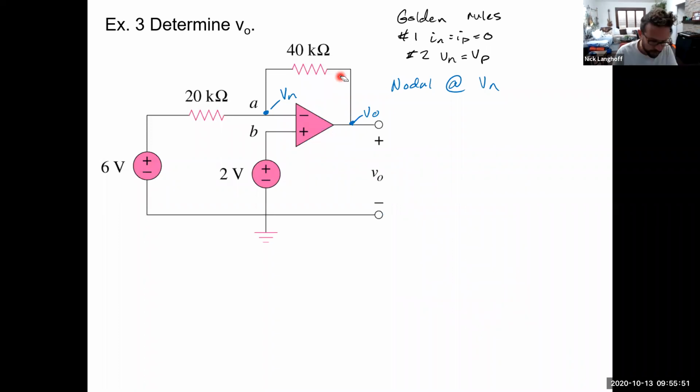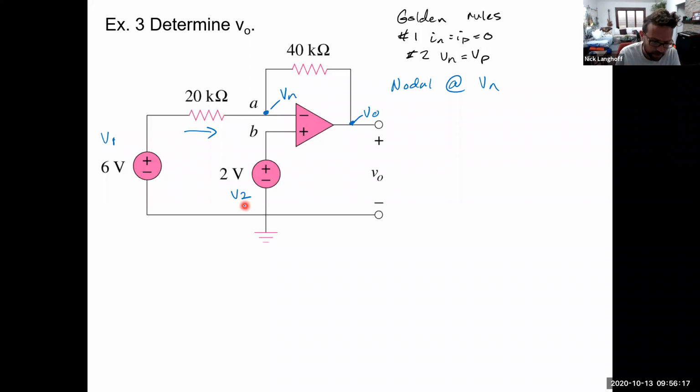So what we've got then is the current coming through here. Let's go back over to my blue ink here. We've got the current coming through that 20K. Let's call this V1 and call that V2.